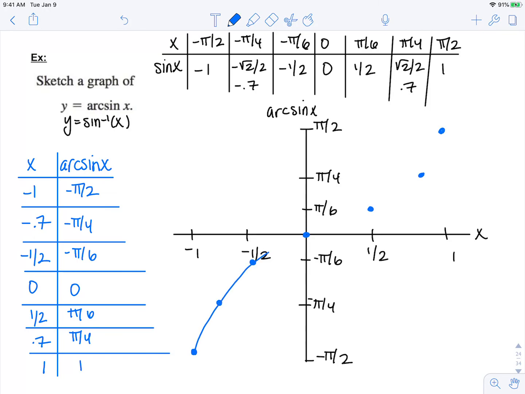This is my arc sine curve. And notice it's restricted within a domain from negative 1 to 1. And my range is from negative pi over 2 to pi over 2. So you should be able to sketch cosine the same way, and we'll practice that in class.